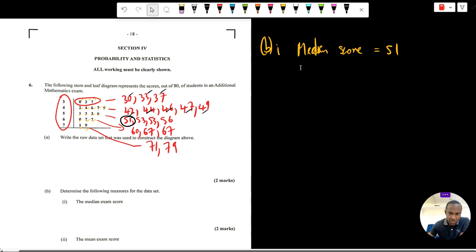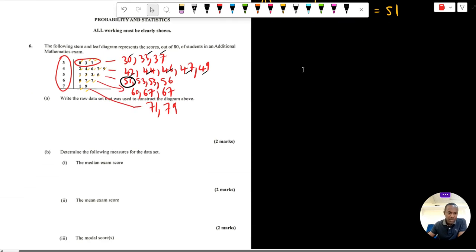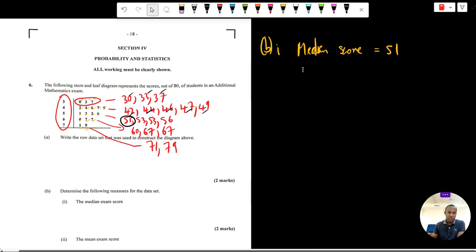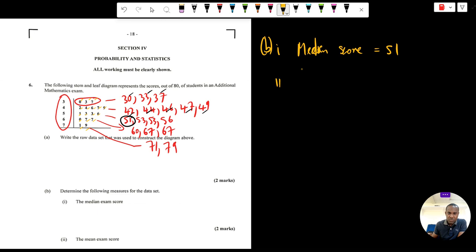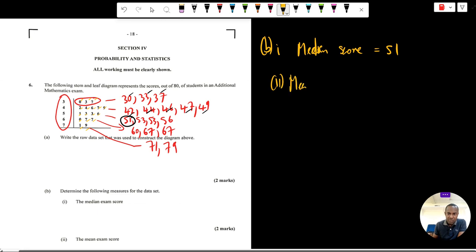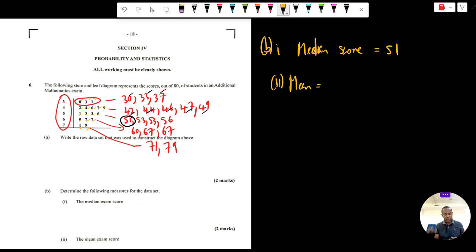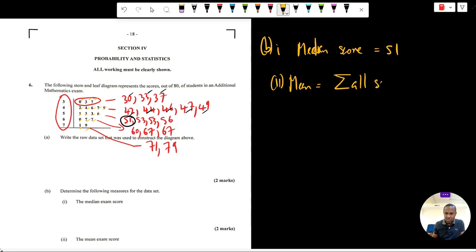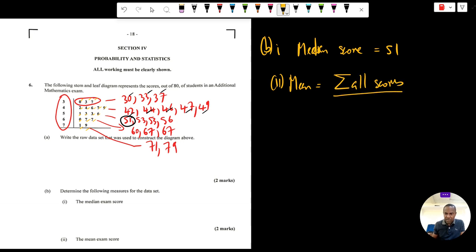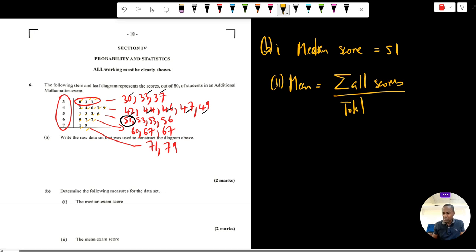All right. Now let's look at the mean. Now part 2, they want us to calculate the mean, right? So part 2, they want us to find the mean. Now, how do we calculate the mean? Whenever we have a number of scores and we want to find the mean, we write that out as the sum of all scores divided by the total number of scores.